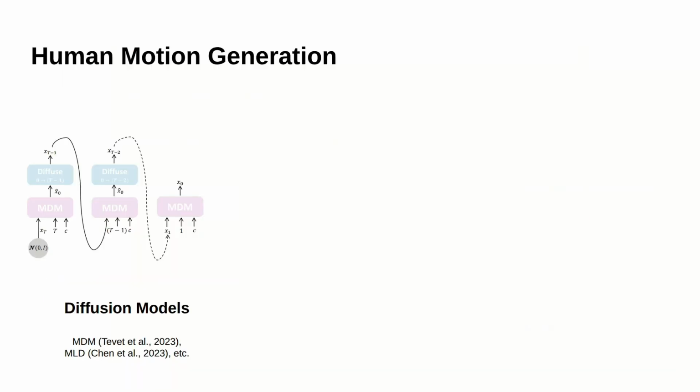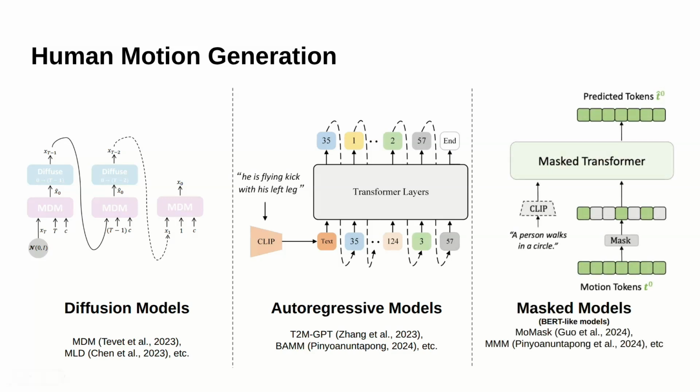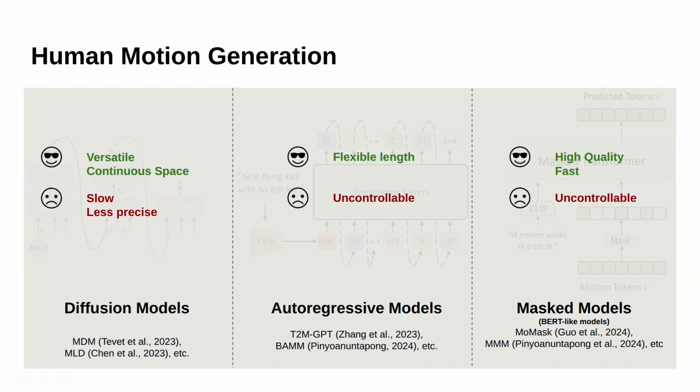There are three main approaches to human motion generation. 1. Diffusion models, denoising processes. 2. Autoregressive models, predict the next motion token step by step. 3. Masked models, predict multiple motion tokens simultaneously. The first is the diffusion model. It's versatile because it operates in continuous space, allowing flexible downstream applications since the continuous motion space is easily manipulable. However, the downside is that it's slow and less precise.